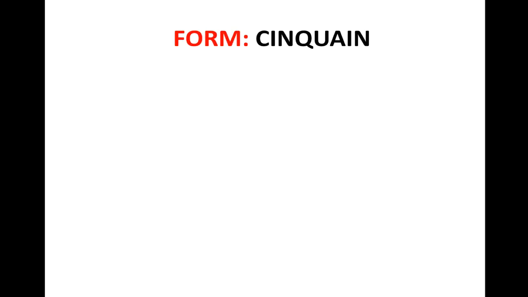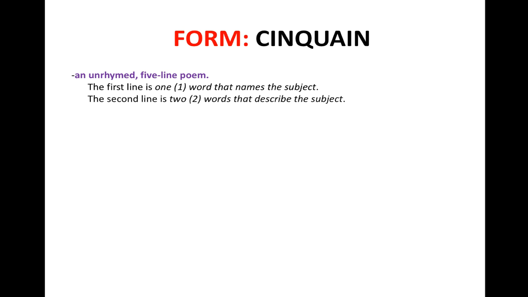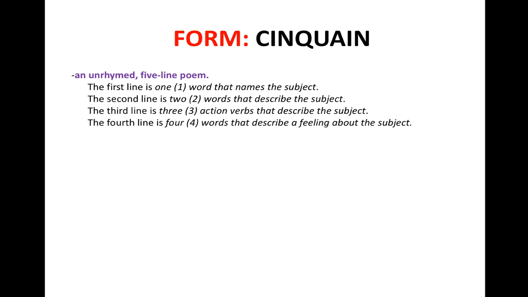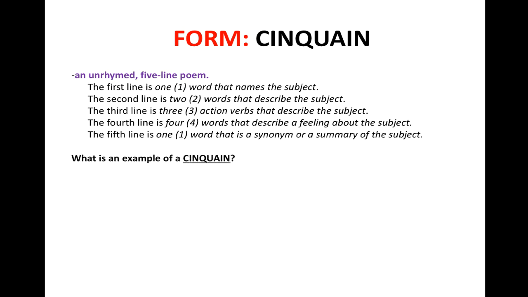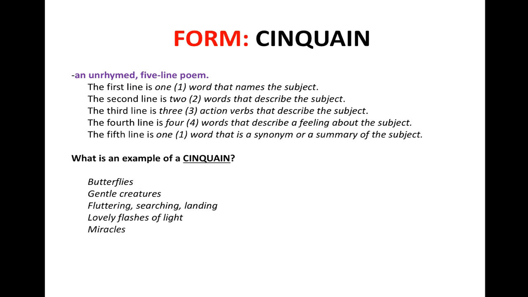Next form is cinquain, an unrhymed 5-line poem. The first line is one word that names the subject. The second line is two words that describe the subject. The third line is three action verbs that describe the subject. The fourth line is four words that describe a feeling about the subject. The fifth line is one word that is a synonym or a summary of the subject. What is an example of cinquain? Butterflies. Gentle creatures. Fluttering, searching, landing. Lovely flashes of light. Miracles.